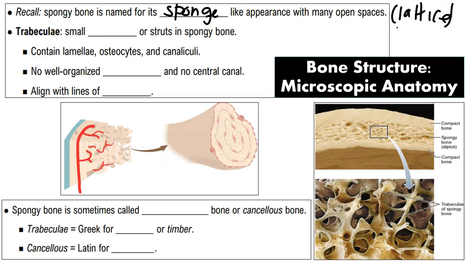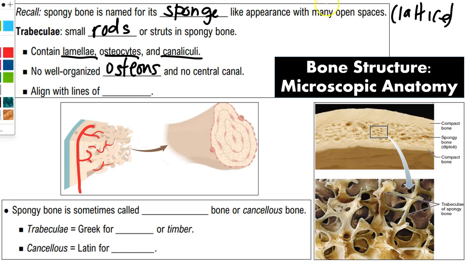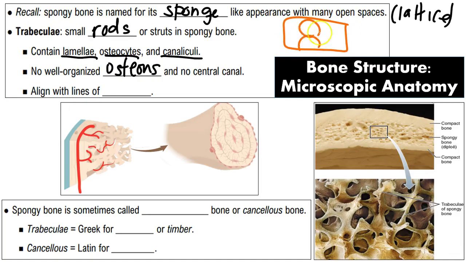Okay, and we know that trabeculae are small rods or struts in the spongy bone. Another way to think of it is that spongy bone has a lot of holes in it, and the trabeculae are the areas that are not open space. Trabeculae contain lamellae, osteocytes, and canaliculi. Now think about it. What are they not containing? They have no organized osteons. In compact bone, we saw those osteons all packed next to one another, right? But in spongy bone, we don't have that situation.